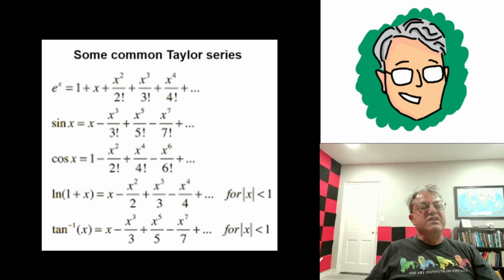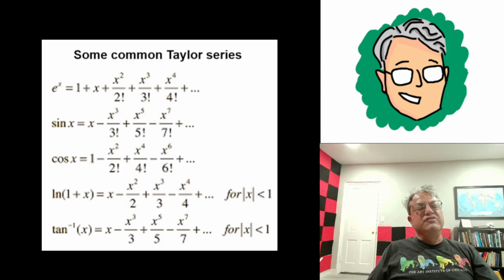And here's some examples. These are common Taylor series. These happen to all be Maclaurin series as well. Like I said, Maclaurin series is the most common form of Taylor series. So here's some ones you'll see a lot. I'm actually going to derive the first 3 of these.